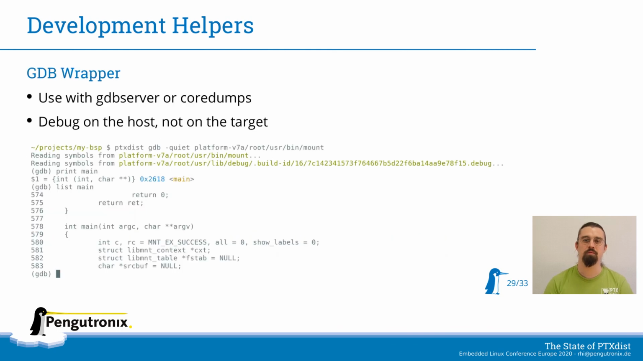The next thing is we also have a GDB wrapper. You can use this with a GDB server or just to debug core dumps from your target. And you can just use GDB on the host with this PTXdist GDB command. It's basically just a simple wrapper that sets up the right sysroot, so GDB finds all the debug files, debug symbols, and something like that. Also quite nice to have.